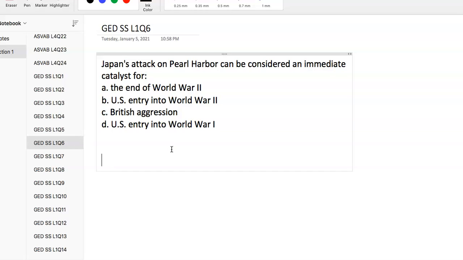Japan's attack on Pearl Harbor can be considered an immediate catalyst for the end of World War II, U.S. entry into World War II, British aggression, U.S. entry into World War I. So we want to be familiar with the bombing of Pearl Harbor, and it led the U.S. into entering World War II. That's a very famous or perhaps infamous day in U.S. history.